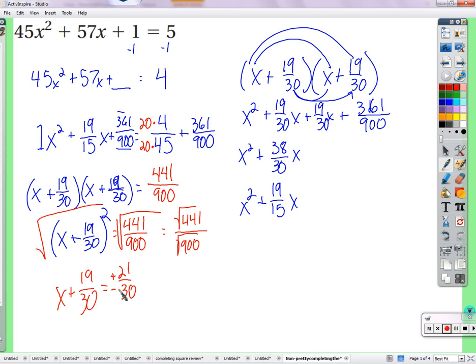So, we're almost there. We got x plus 19 over 30 equals positive 21 over 30, negative 21 over 30, and we are just about to solve it by doing what? Subtract 19 thirtieths from both sides. That gives us x equals negative 19 thirtieths plus or minus 21 thirtieths. How many solutions is this? Two. You add 21 thirtieths, or you subtract 21 thirtieths.